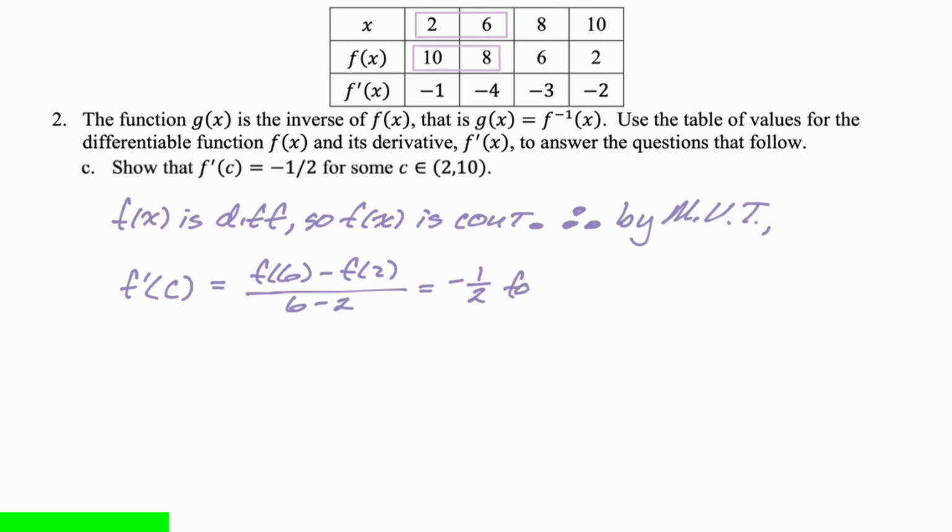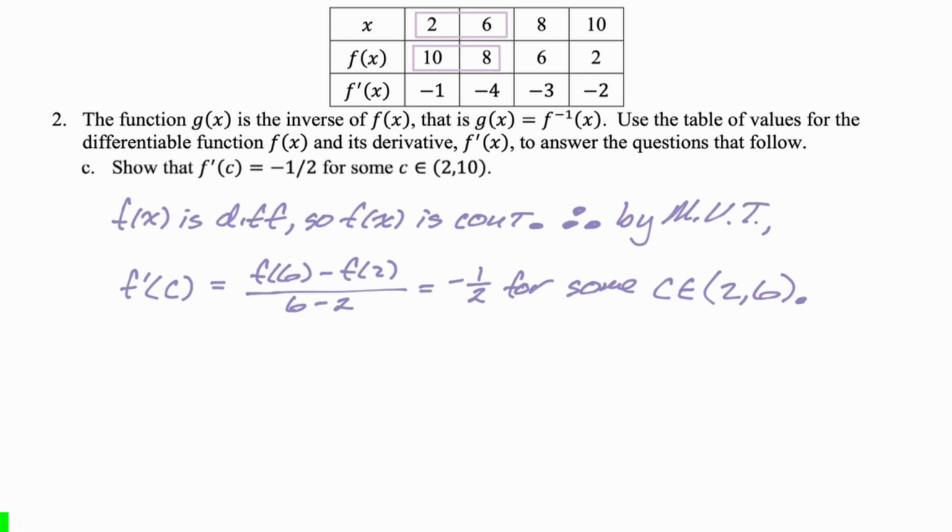And then for some c that's an element of (2, 6). Sometimes when I'm feeling super precise, I'll then say, therefore, for some c between 2 and 10, since (2, 6) is definitely between 2 and 10. No one should be taking off points for that, but you run into all types.